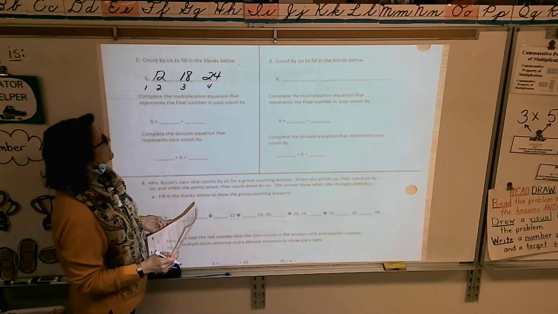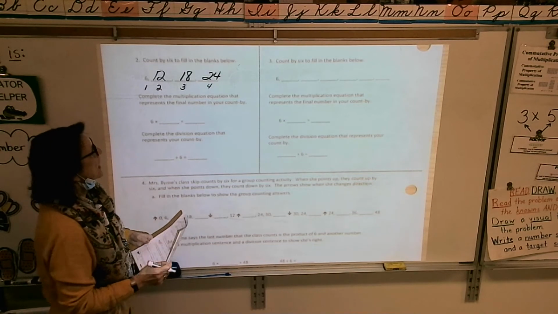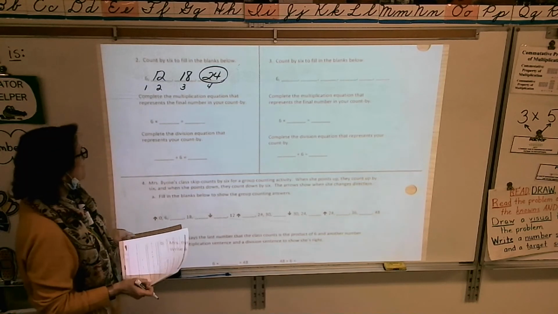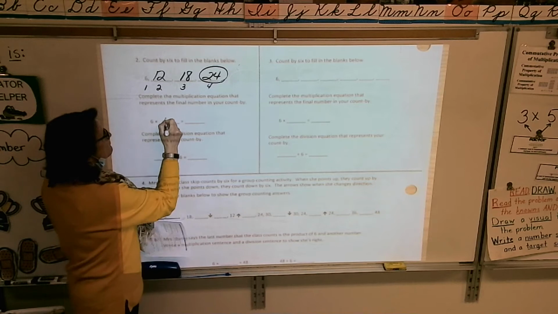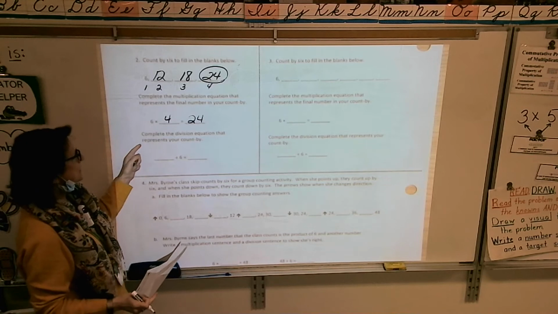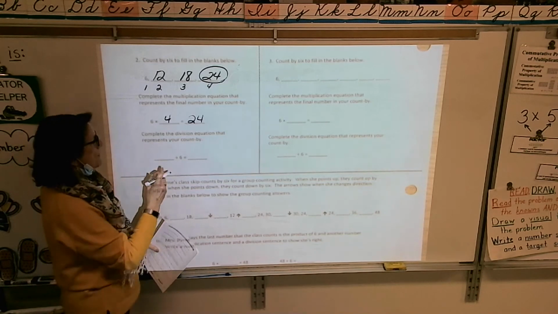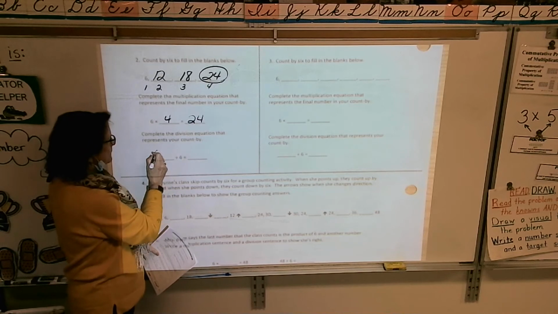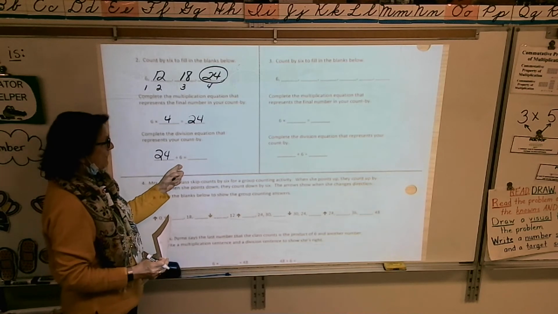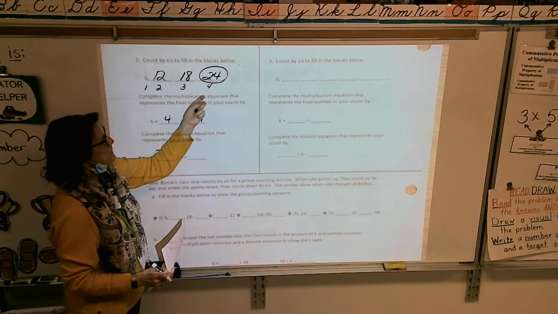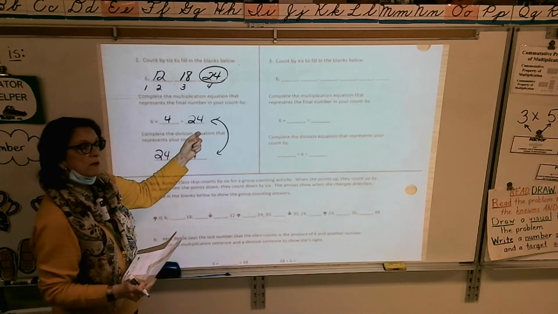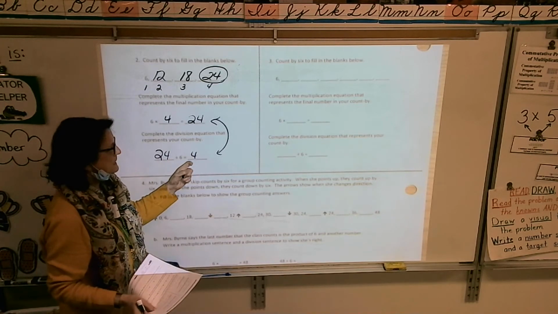Now it says complete the multiplication equation that represents the final number in your count by. The final number in our count by is 24. What multiplication sentence would we write for that? We would write 6 times 4 equals 24. Then it says complete the division equation that represents your count by. Remember, division always starts with the total, so our total is 24. That is the end of our skip counting as well. 24 divided by 6: we count by 6 to get to 24, 6, 12, 18, 24, and our answer is 4. These are related facts. If you know 6 times 4 equals 24, then you also know 24 divided by 6 equals 4.